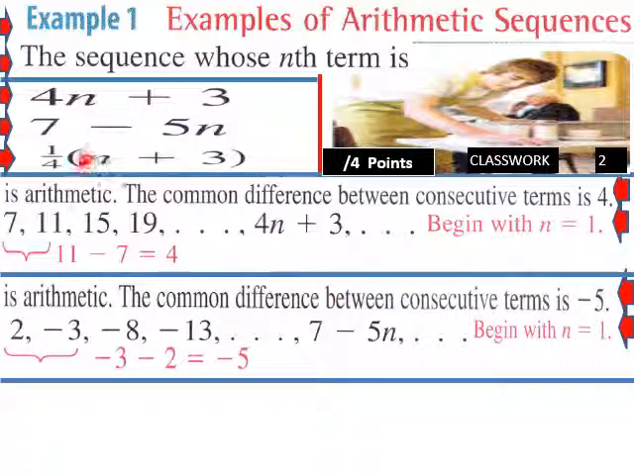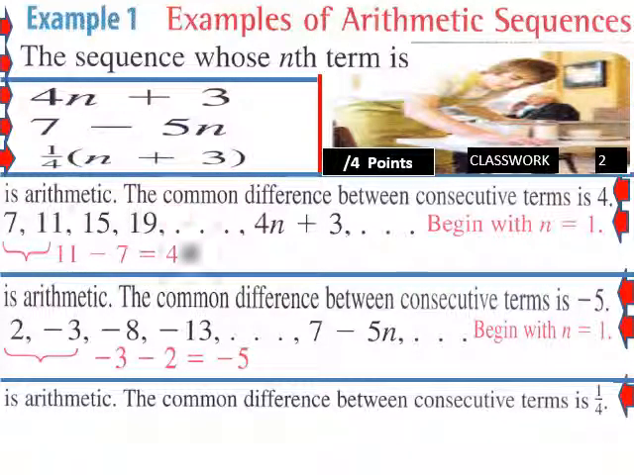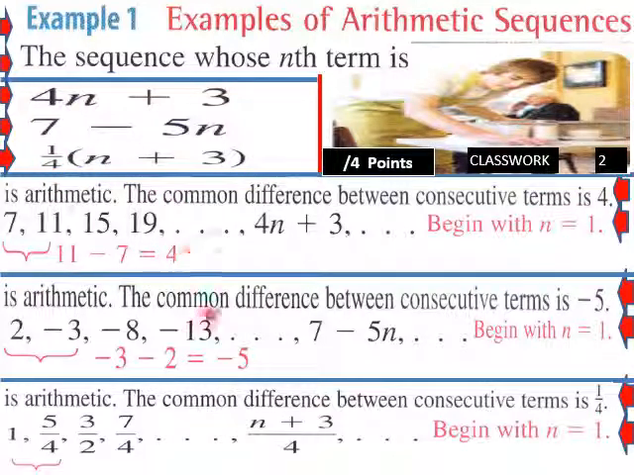And then C, our third one, 1/4 of n plus 3, is arithmetic. The common difference between the consecutive terms now is 1/4. And here would be our output. So we have 5/4 minus 1 would be 1/4, and 3/2 minus 5/4 would be 1/4. 7/4 minus 3/2 would be 1/4. And then this would simplify to (n plus 3) over 4 when you begin with n equals 1.